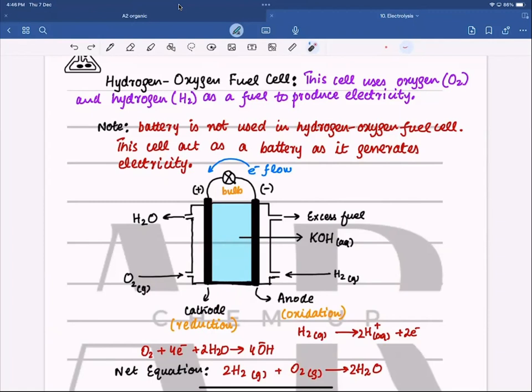Okay. So if I have to write the net equation, what are our reactants? One is hydrogen and the other one is oxygen. And what is our product finally? H2O. So see, this is how we will make our ionic equation. Oh, sorry, net equation. Okay. Now complete this quickly.